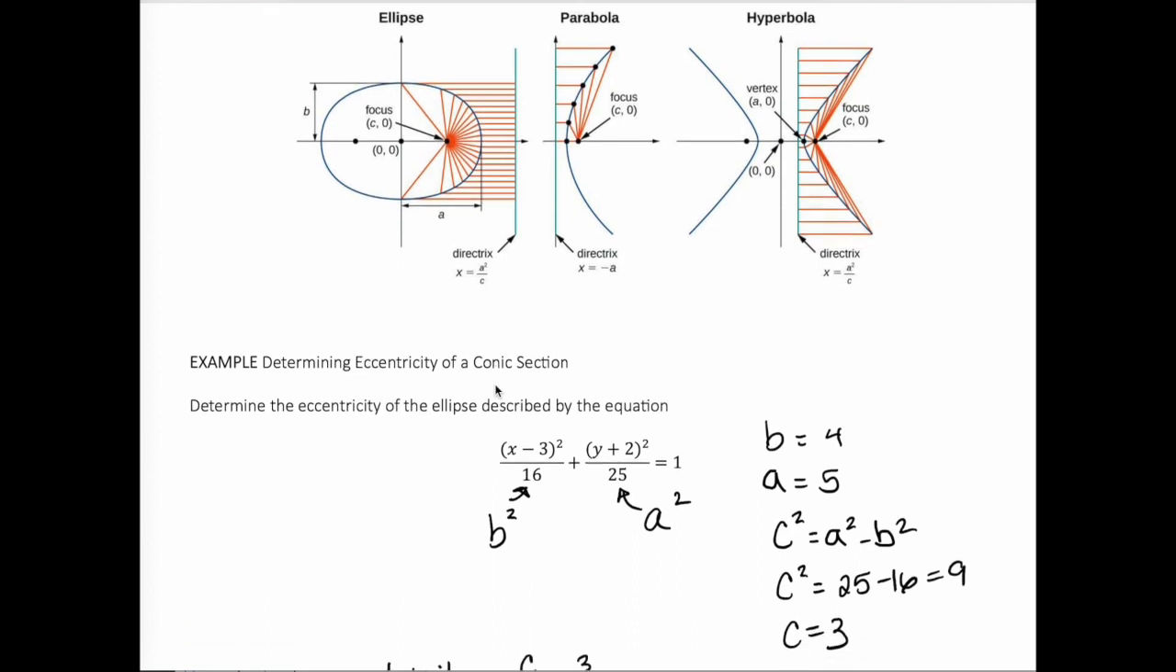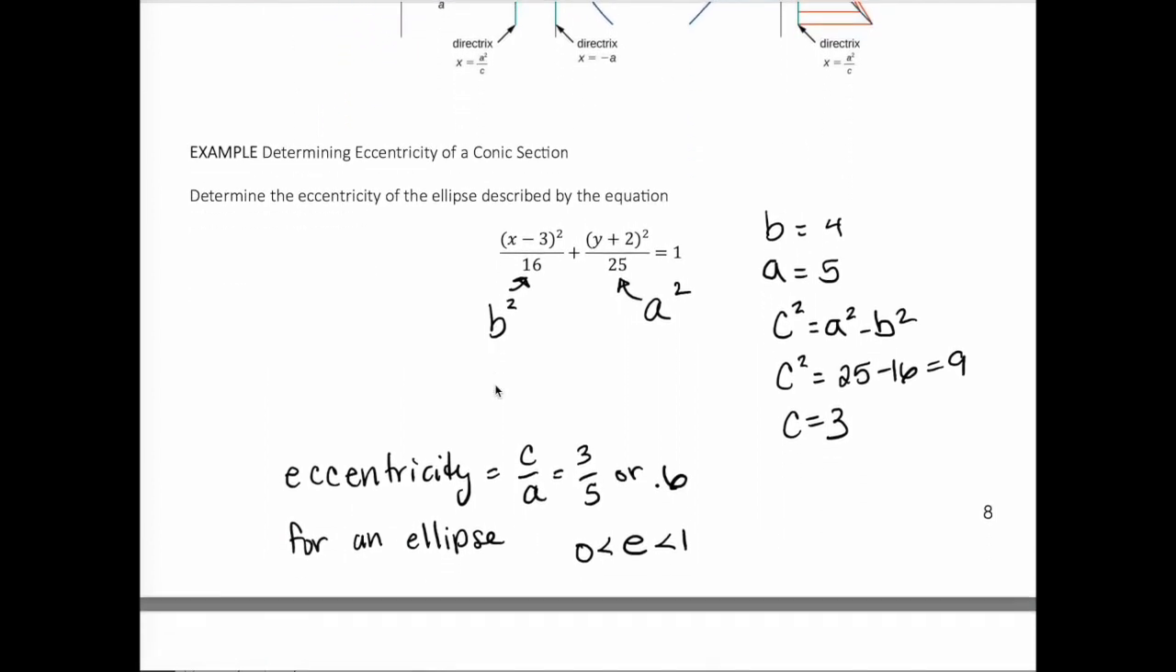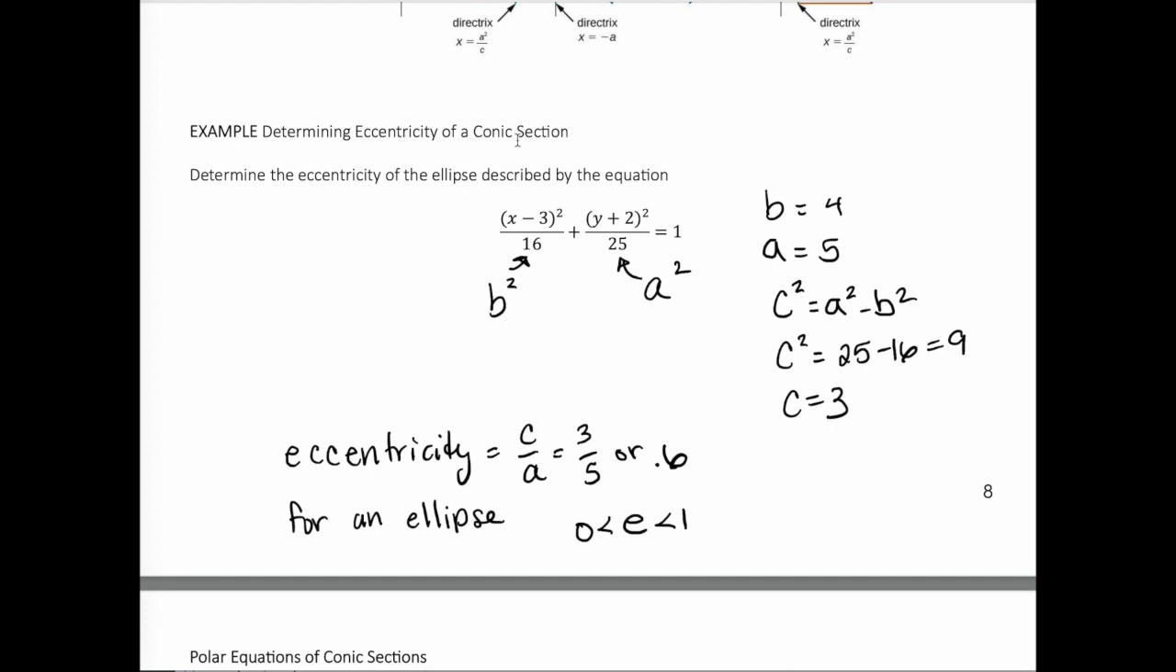So let's look at an example. We're going to determine the eccentricity of a conic section. Here's our ellipse. I know it's an ellipse because I have a plus here and it's equal to 1. And so I know that my center is going to be 3, -2. I can identify my values of A and B by looking at the denominators. When I look at an ellipse, I know my value of A by taking the square root of the bigger number in the denominator. So A squared is 25, so A is going to be 5. This is going to be my B squared, so my B is going to be 4.